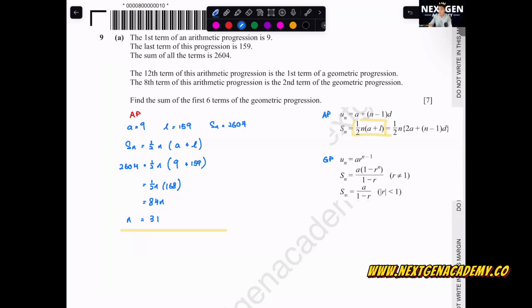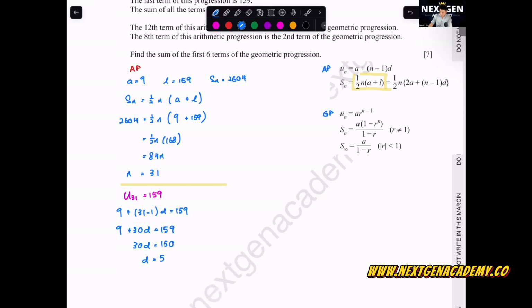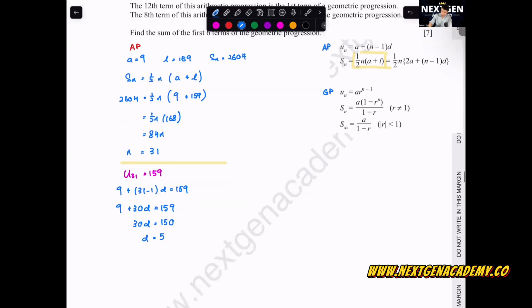We have the last term is 159. That means the 31st term is equal to 159, because we found the n. So, oops, sorry, we want to find d, not a. Okay. 9 plus (31 minus 1)d equals 159. 9 plus 30d equals 159. 30d equals 150. d is equal to 5. Okay, so the main thing over here right now is that for the arithmetic progression, a is equal to 9, d is equal to 5.